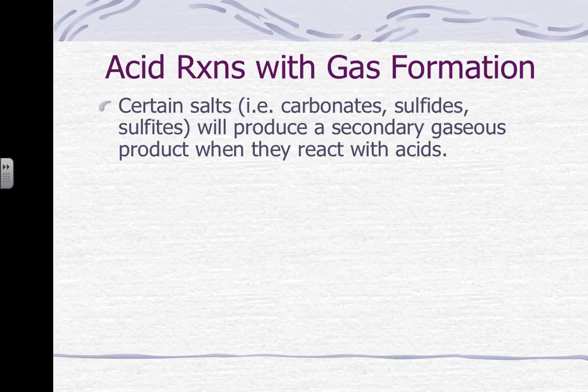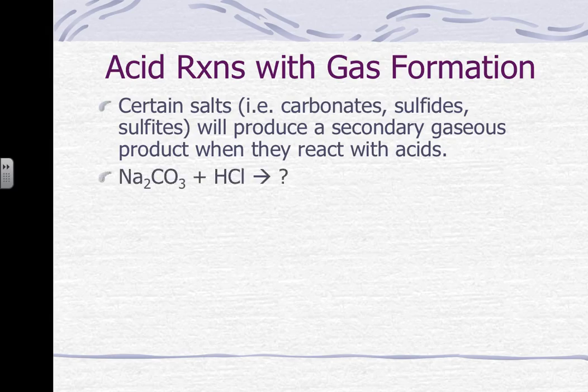Okay, so these are actually some acid reactions that we're going to talk about, but it's something that really needs to be discussed before we even really get into acid-base reactions anyway. So it says here, just read with me, certain salts, for instance, carbonates, sulfides, and sulfites, will produce a secondary gaseous product when they react with acids. Ooh. So see, it's actually a salt and an acid.